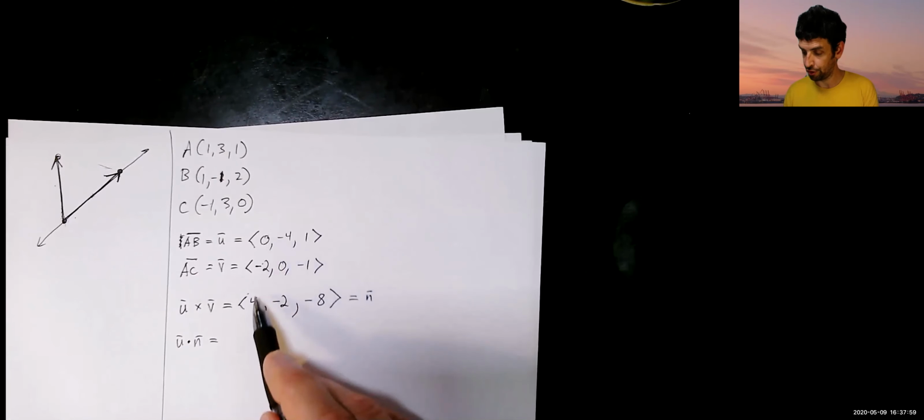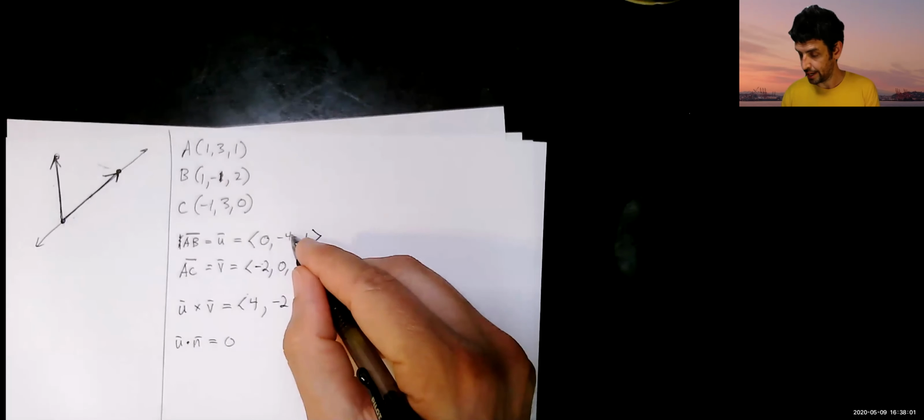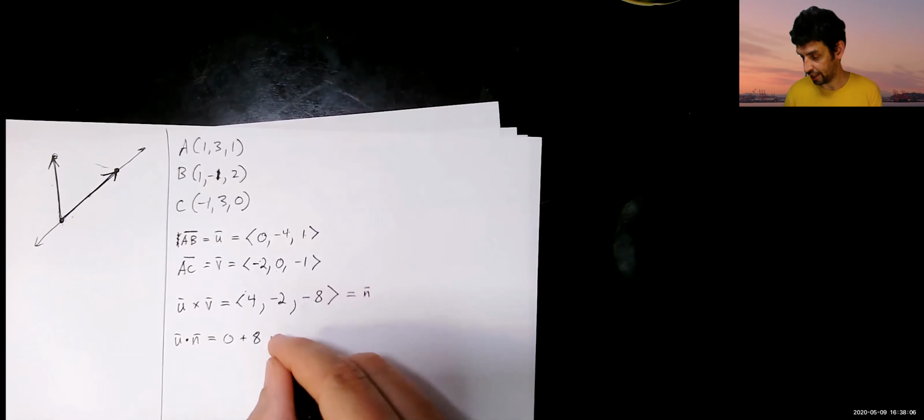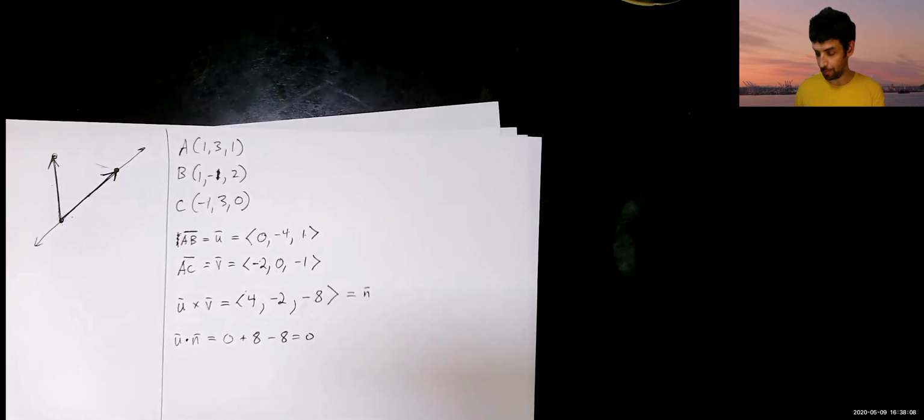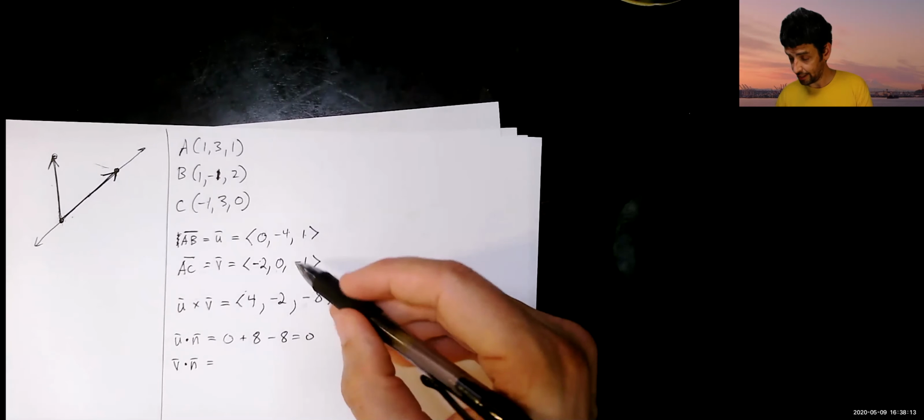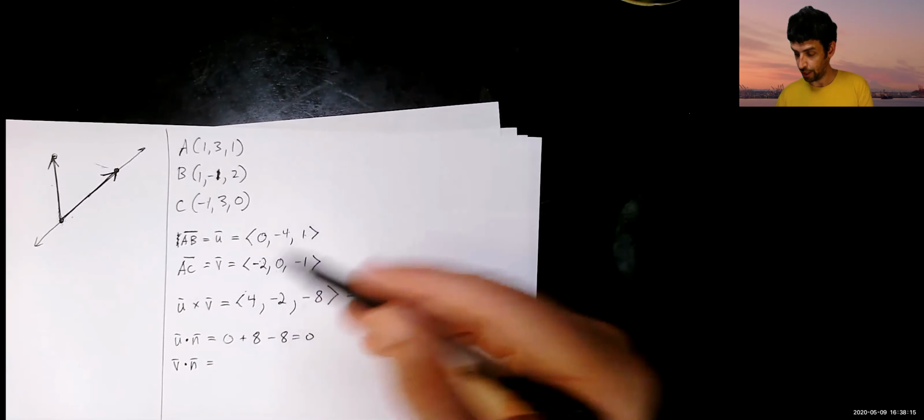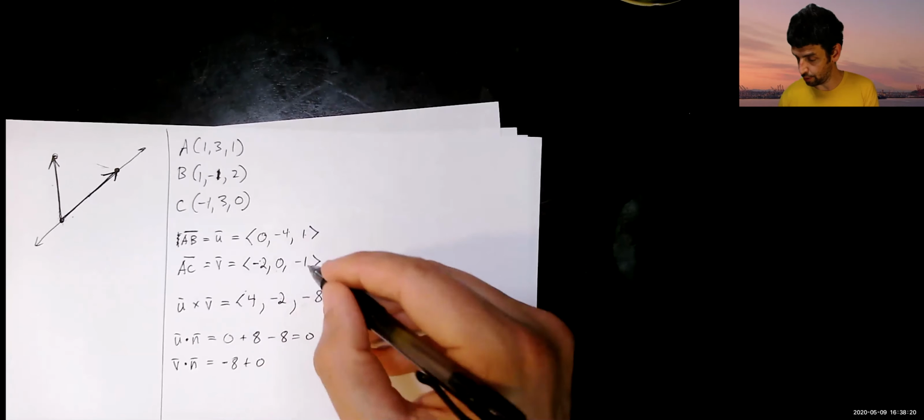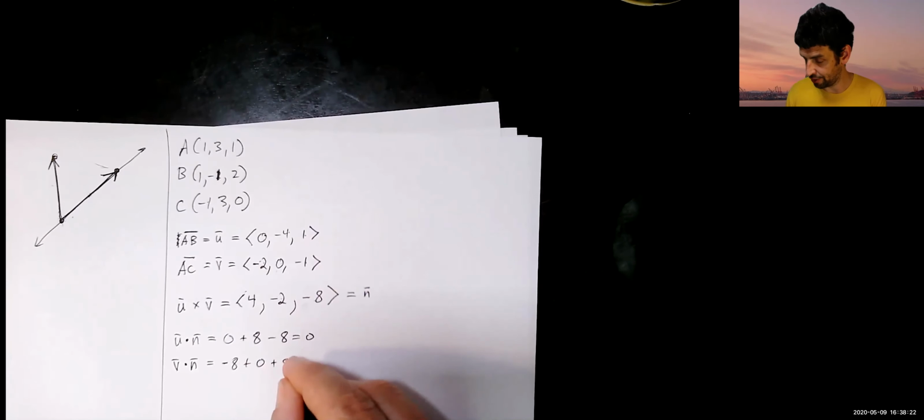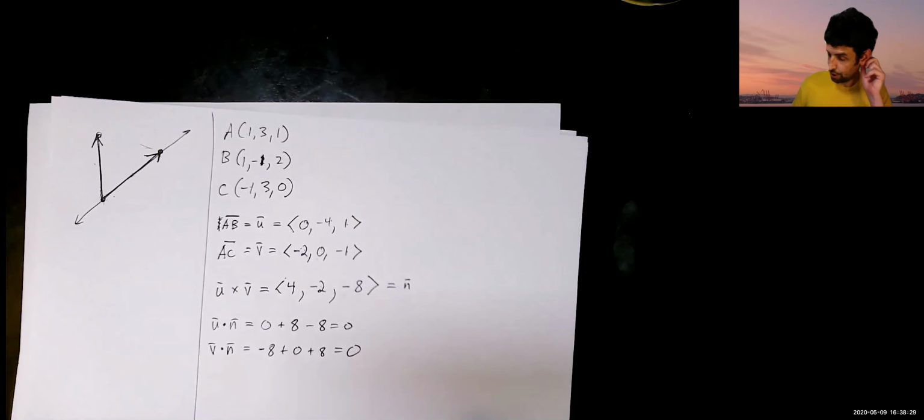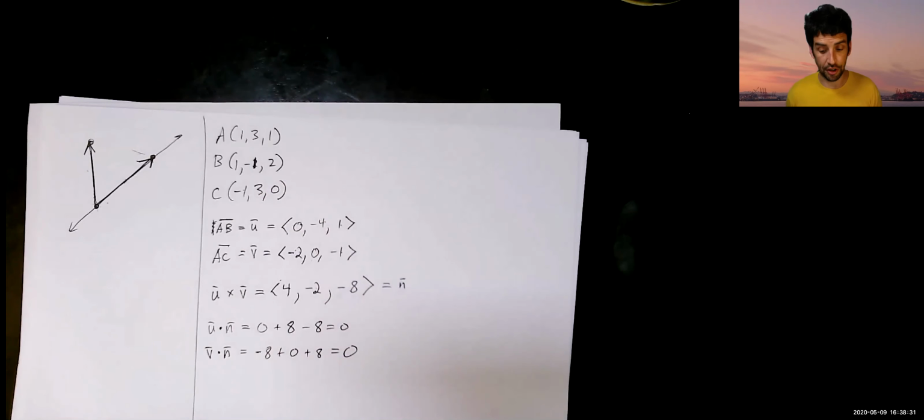So here's u: 0 times 4, -4 times -2 is +8, 1 times -8 is -8, which sums to 0. There we're perpendicular. v dot n, excuse me: -2 times 4 is -8, 0 times -2 is 0, -1 times -8 is +8. And again, we get a 0. So there we are with a vector perpendicular to both of the ones we started with.